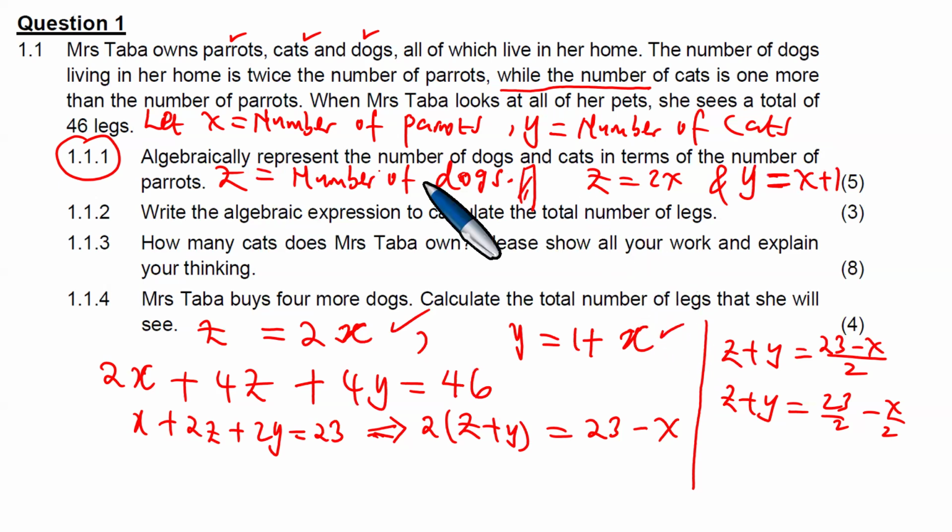At this point, the number of dogs is z in terms of the number of parrots. And the number of cats is y in terms of the number of parrots, which is y equals that. So the second part of the question says, write the algebraic expression to calculate the total number of the legs.